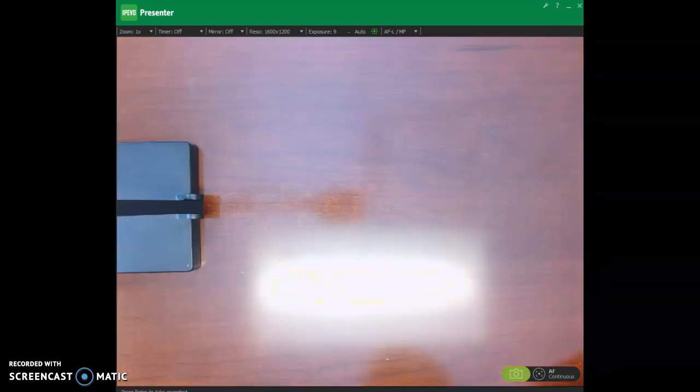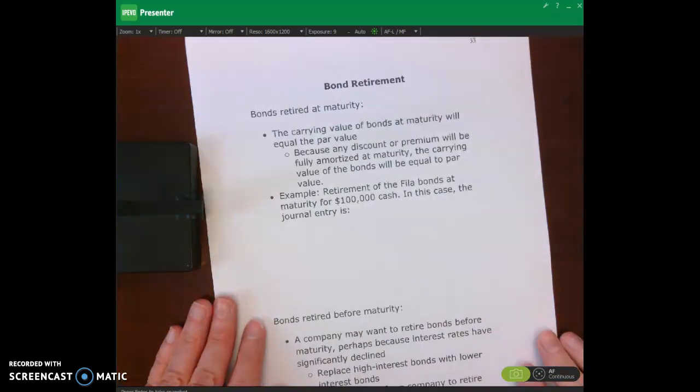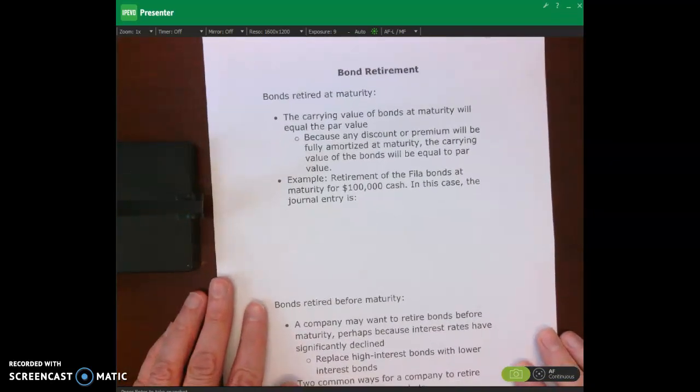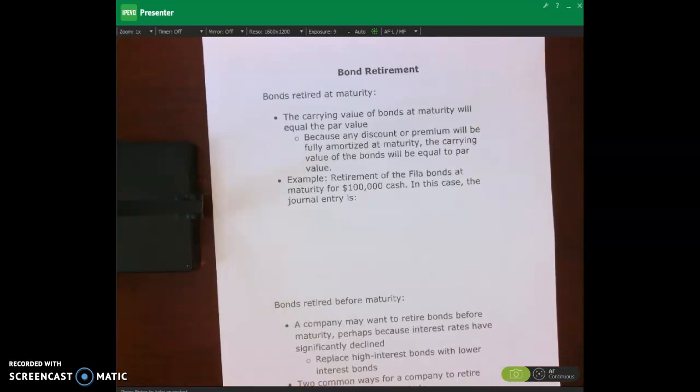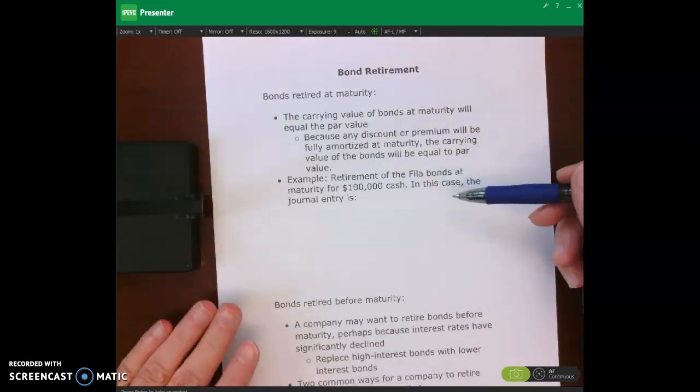All right, so let's take a look at retiring bonds. Retiring bonds is a fancy way of saying we're paying off the bonds. If we hold them to maturity, which is when they're due, then the journal entry really isn't very complex. It's like paying off any other liability, where we debit the liability and then we credit cash.